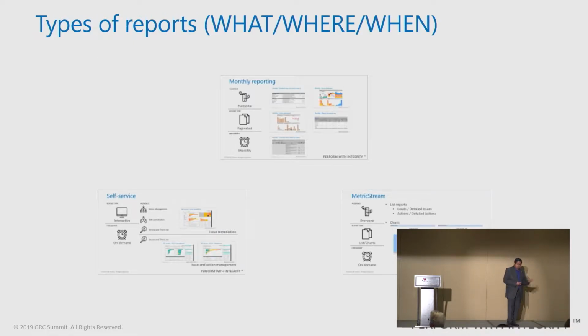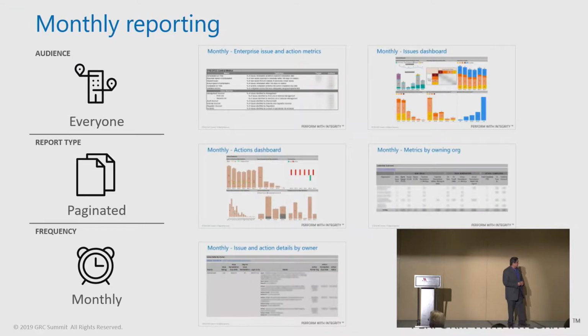Let's talk about, this is the meat, let's talk about the actual reports. So we've got one set of reports which is monthly, and the audience for this is really everybody across the company. We send it out to not only senior management but line level managers as well. Our monthly report is actually what I'll call a paginated report. And what I mean by that is it's actually a PDF that my team puts together and we send out on a monthly basis. We use data from MetricStream's issue management tool to source the actual information.